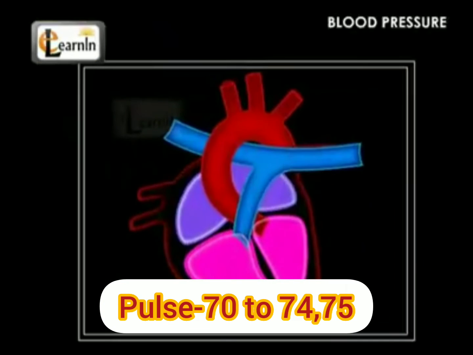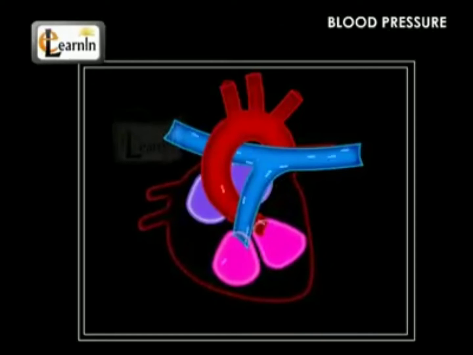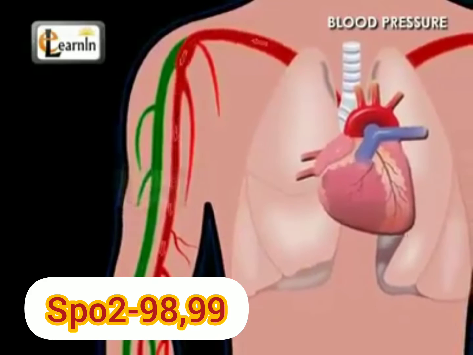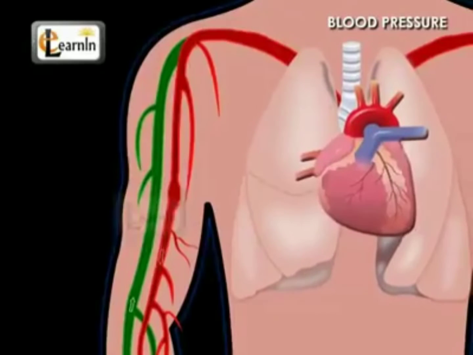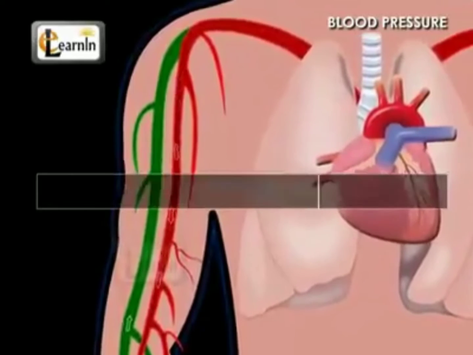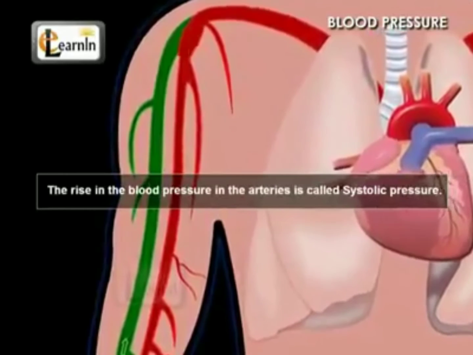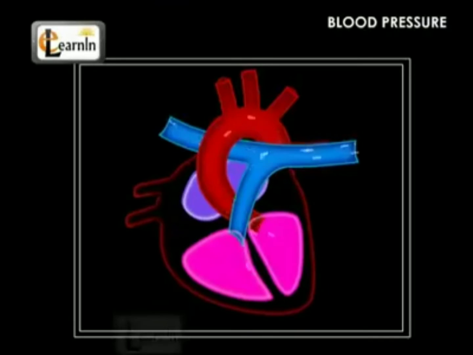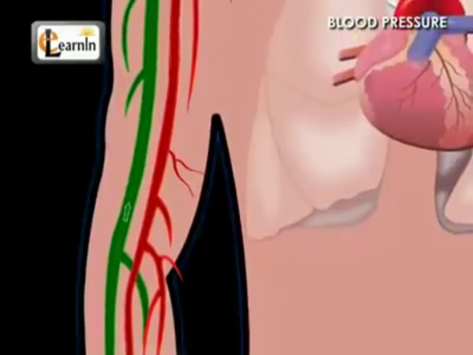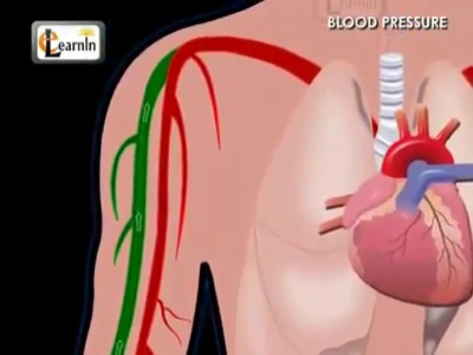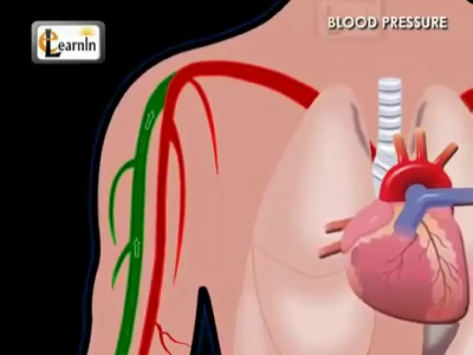During the systole, when the ventricles contract, the blood is pumped into the arteries. So the blood pressure in the arteries increases immediately after the systole. This rise in the blood pressure in the arteries is called the systolic pressure. When the diastole occurs, no more blood is pumped by the heart. The blood vessels return to the normal diameter and maintain blood pressure at a lower level. This is diastolic pressure.